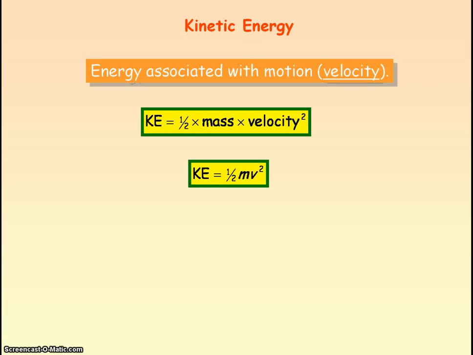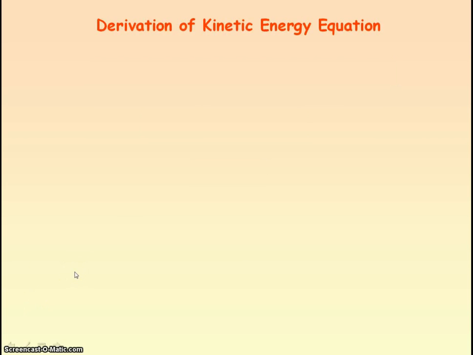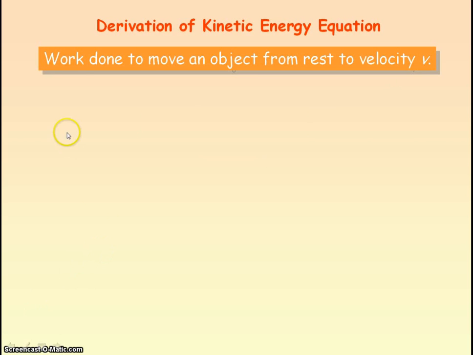Kinetic energy is the energy associated with the motion, the movement of an object, and it is calculated by half times the mass of the object times the velocity squared. These values need to be in SI units so that the units of energy will be in joules. We're now going to go through the derivation of the kinetic energy equation. An object has kinetic energy, and that is equal to the work done to move that object from rest, where it had no kinetic energy, to velocity v.